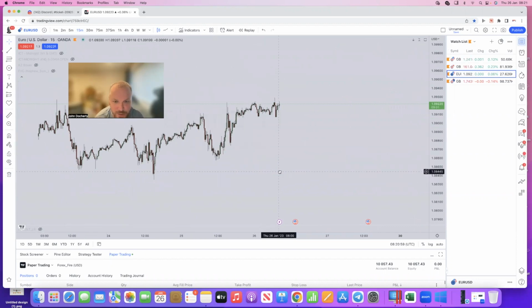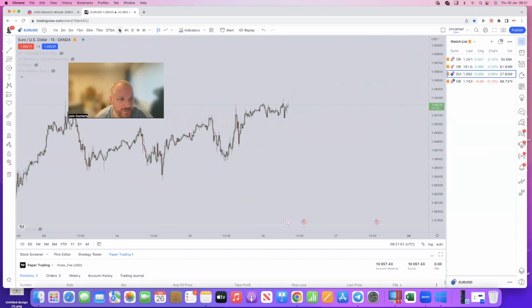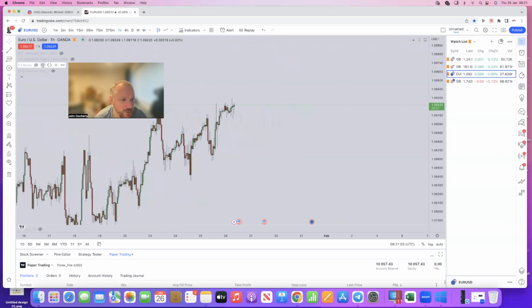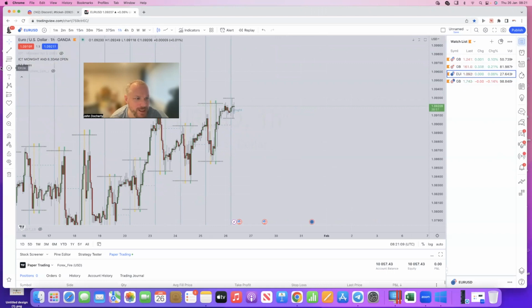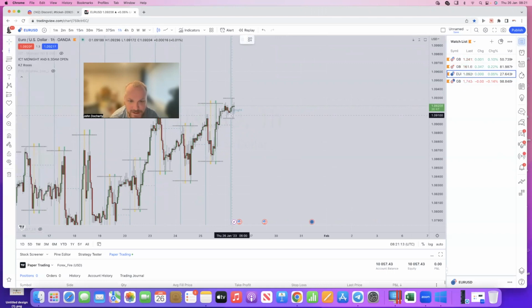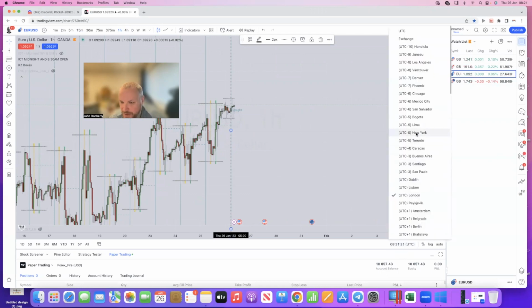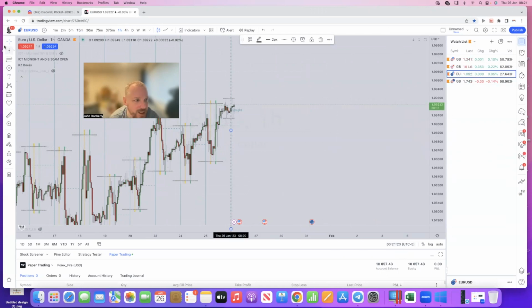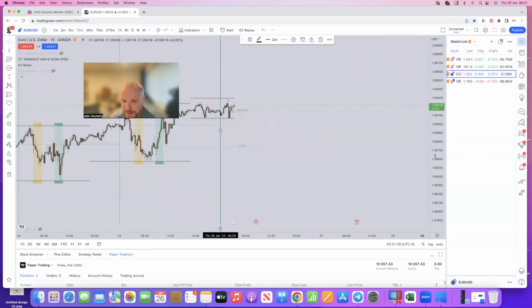Okay, so we've got the Euro USD. We go to the hour. We put on our kill zone box. We can put on the ICT midnight. From there, vertical line. That's the midnight. It is 20 past 8 on a Thursday morning. We're going to change this to New York. And then from there, we go down to the 15 minute.